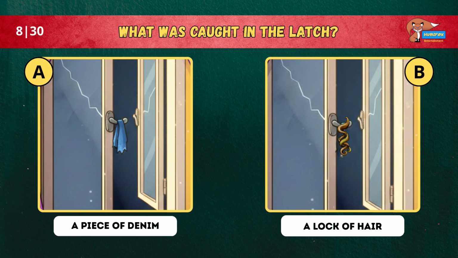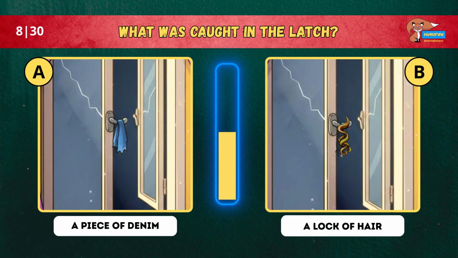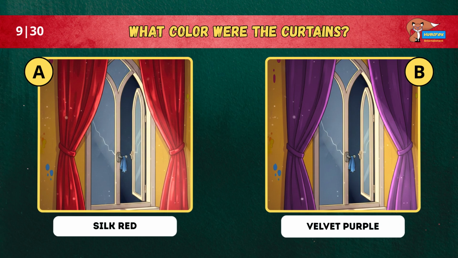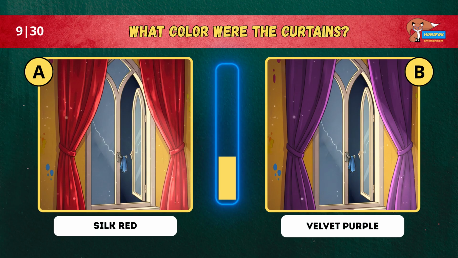What was caught in the latch? A piece of denim or a lock of hair? What color were the curtains? Silk red or velvet purple?